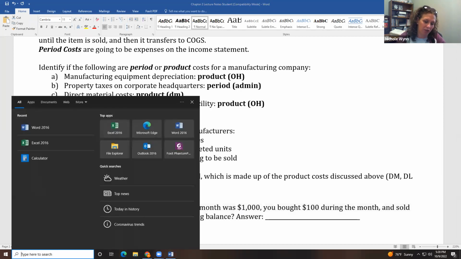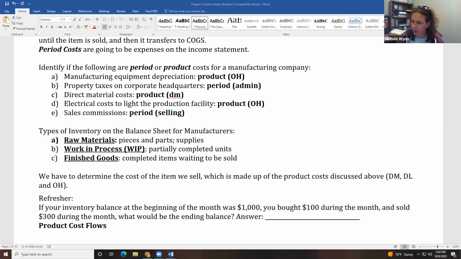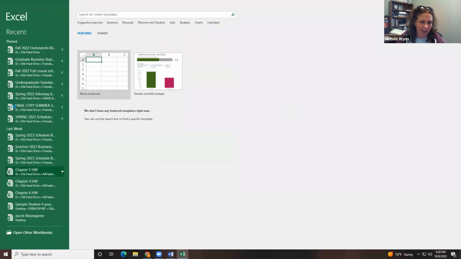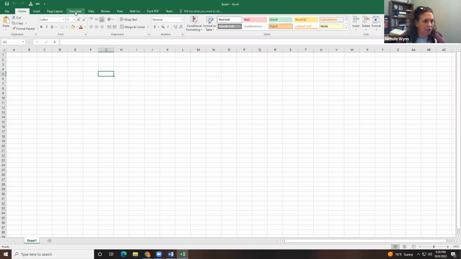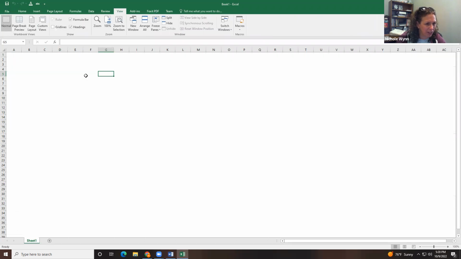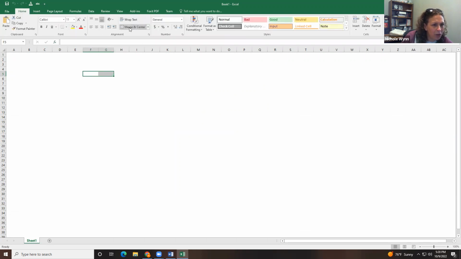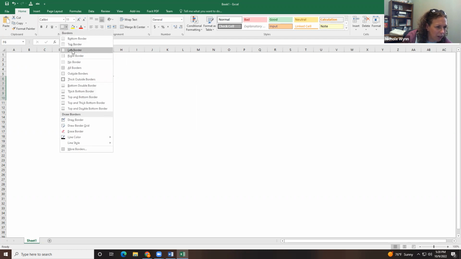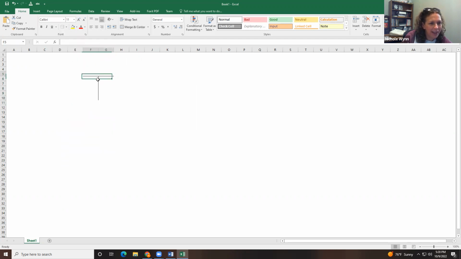What I want you to do, and I'm going to go out to Excel to do it because I want to draw on the screen, is draw an inventory T account. I am out in Excel and I'm going to go to View and get rid of my grid lines so you can just see this. When you draw a T account in Excel, which you don't have to do, because hopefully you printed your notes and are just drawing a T, I'm going to merge and center 2 cells and draw a bottom border. Then I'm going to highlight a few cells and draw a right border. Now I have a T. Because I merged those, it'll center the label nicely. And so there is the inventory T account.